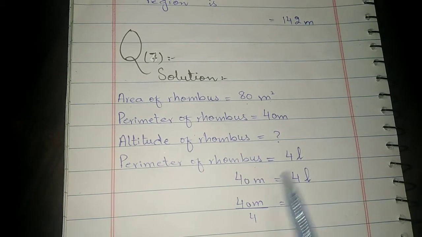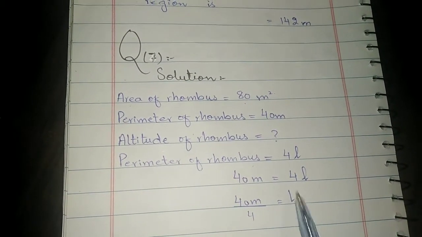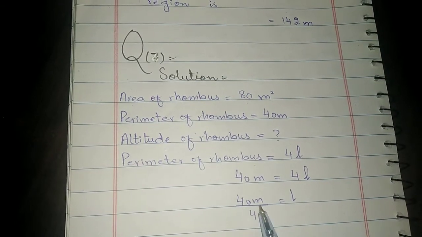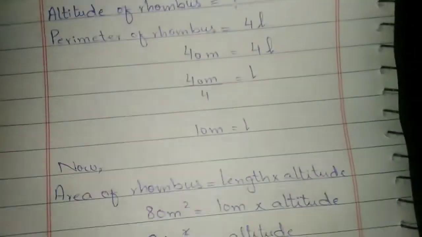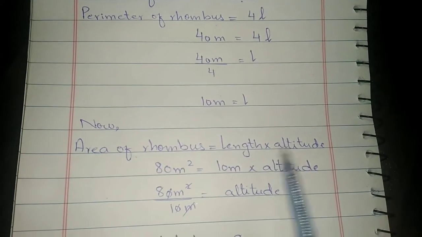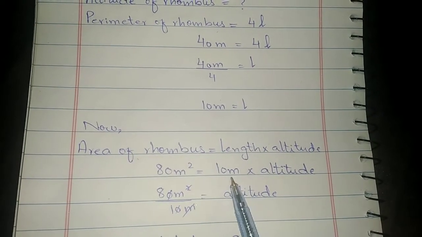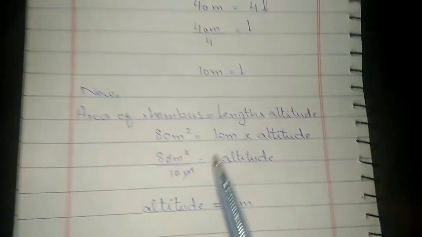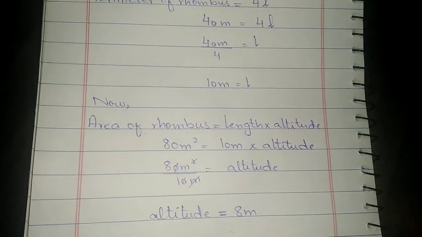Perimeter is equal to 40 meter and 4 is as it is, and 4 is multiplying with L, so it goes to the other side and gets divided. 40 over 4 meter is equal to L. Then we get the answer length is equal to 10 meter. Now we have to find the area of the rhombus, that is equal to length multiplied by altitude. Area of rhombus given 80 meter square is equal to length is equal to 10 meter and altitude we have to find. So altitude after cancellation we get altitude is equal to 8 meter.